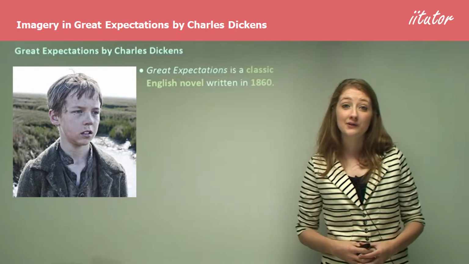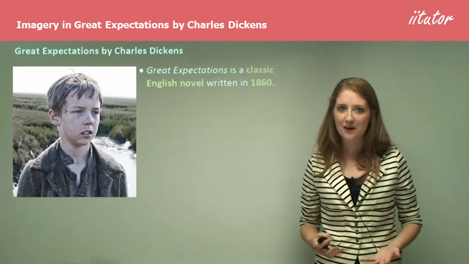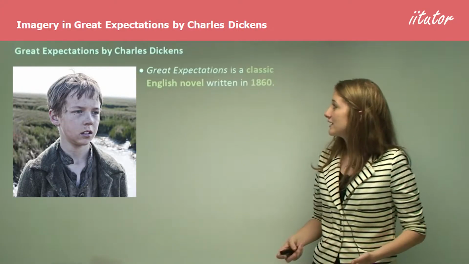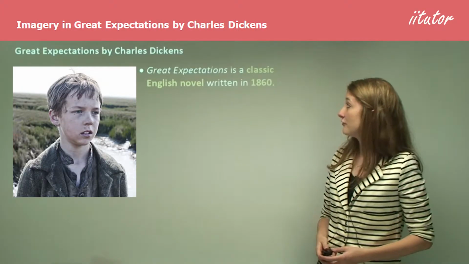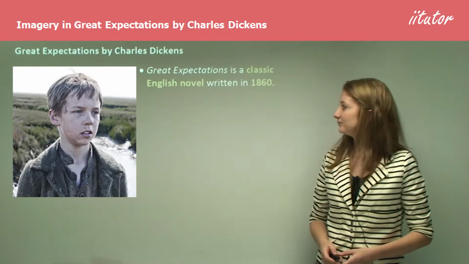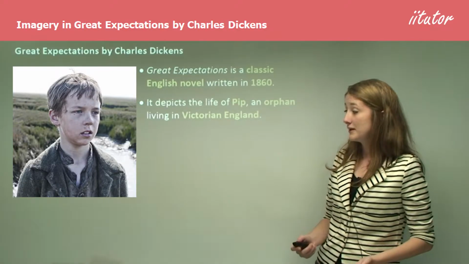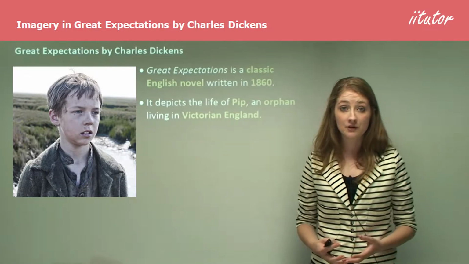So let's start by looking at the novel Great Expectations by Charles Dickens. Now, Great Expectations is a classic English novel written in 1850. It depicts the life of Pip, who's an orphan boy living in Victorian England.